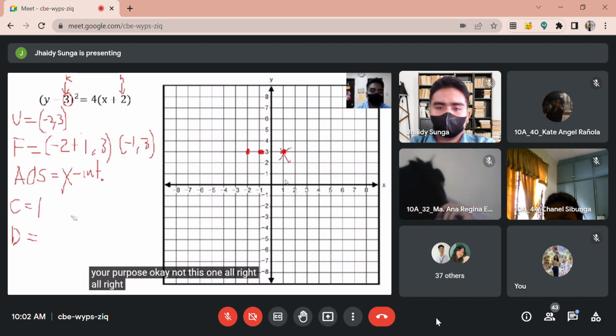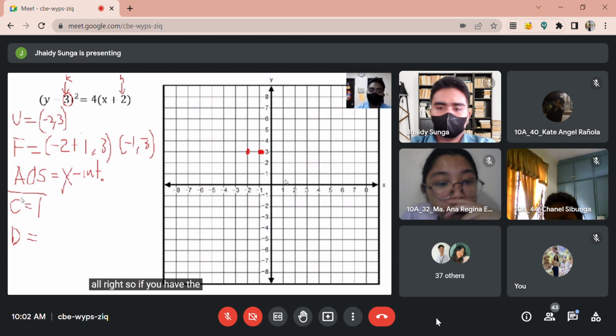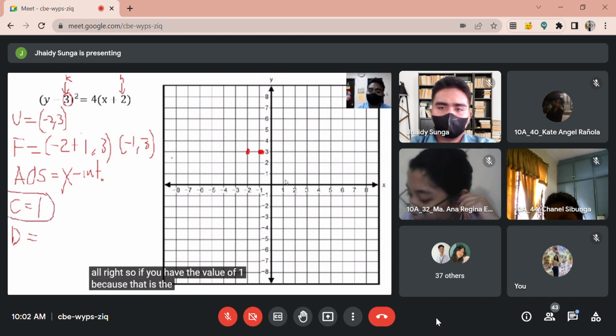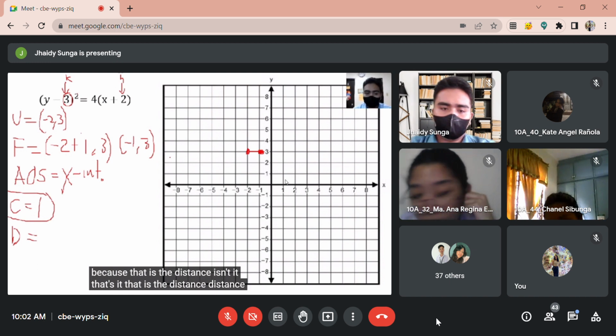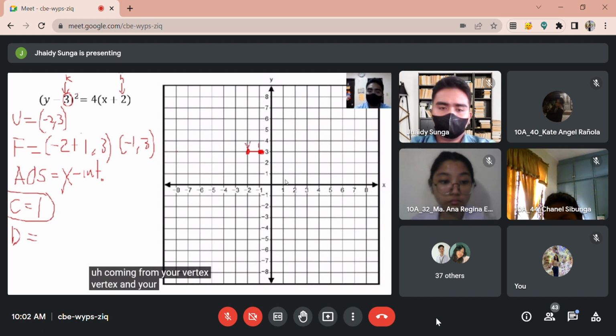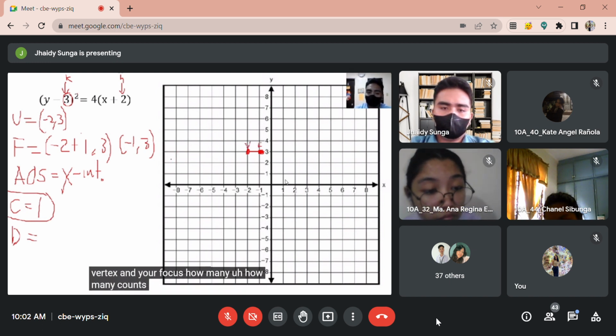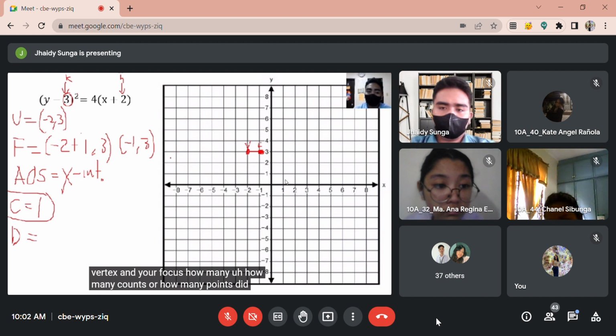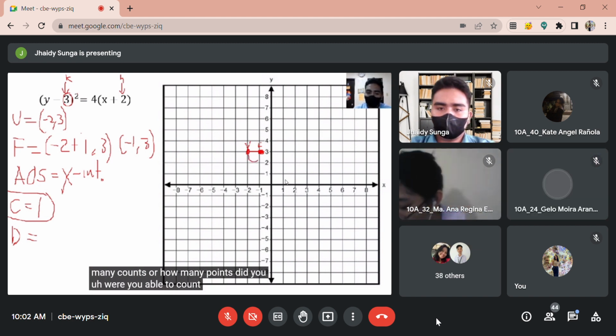So in this case, if you have the value of 1, because that is the distance coming from your vertex and your focus. How many counts or how many points were you able to count? You only have 1.